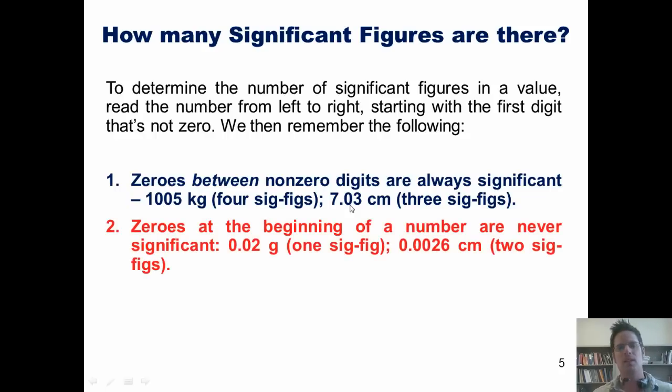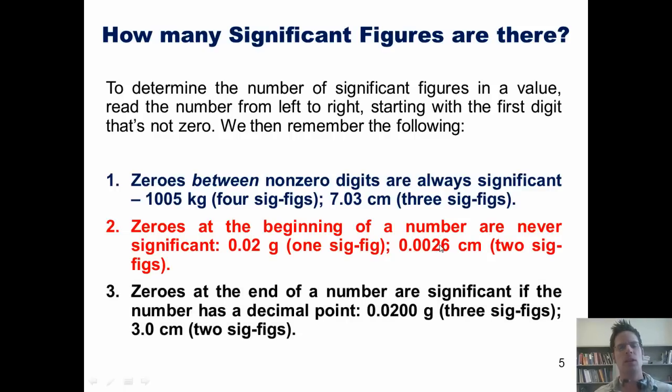Rule 2, zeros at the beginning of a number are never significant. So this value right here, 0.02, only has 1 significant figure. This 2 is the only integer that is a significant figure. These zeros to the left of it are not significant. Same thing with this value right here. 0.0026 only has 2 significant figures, the 2 and the 6.